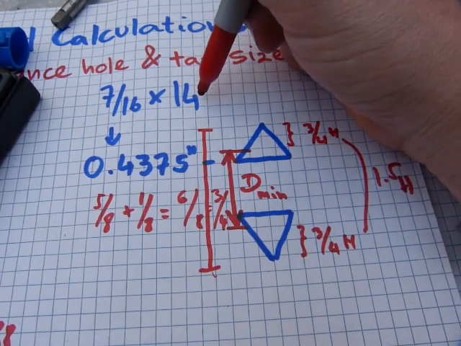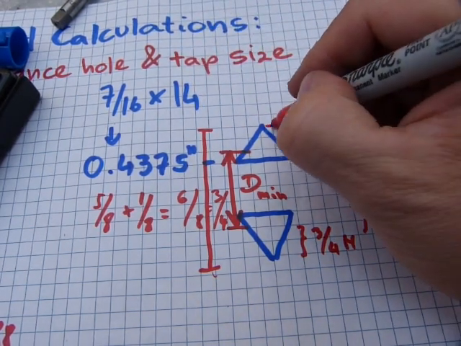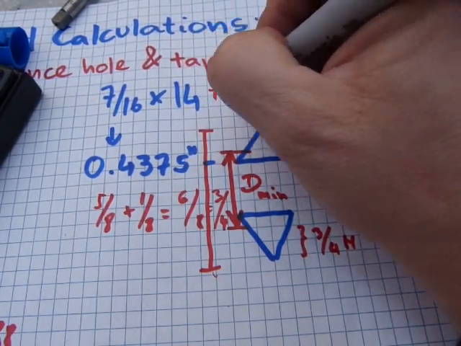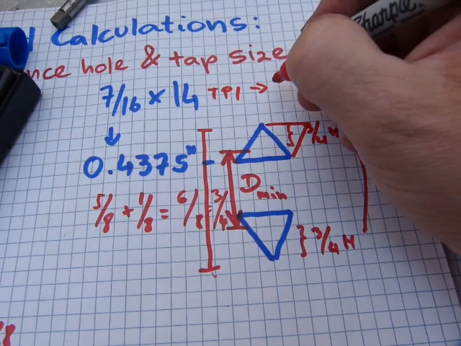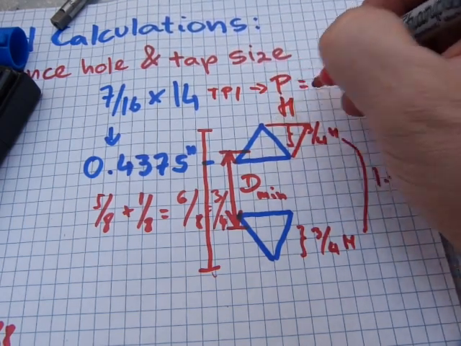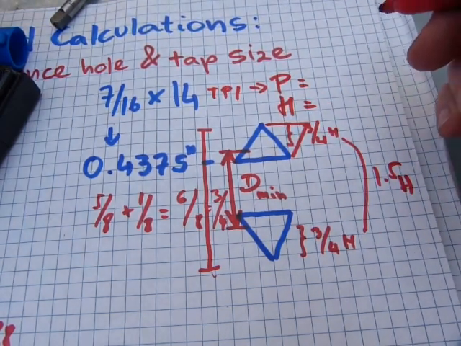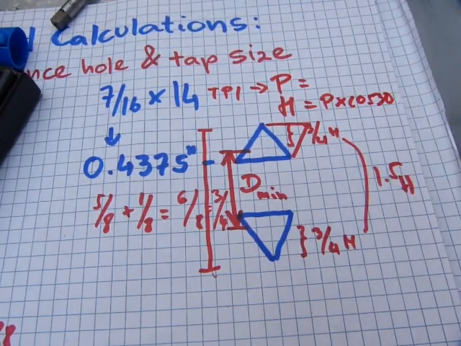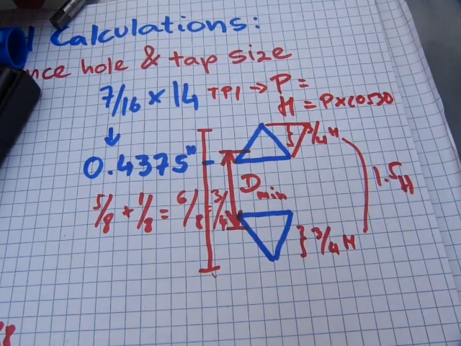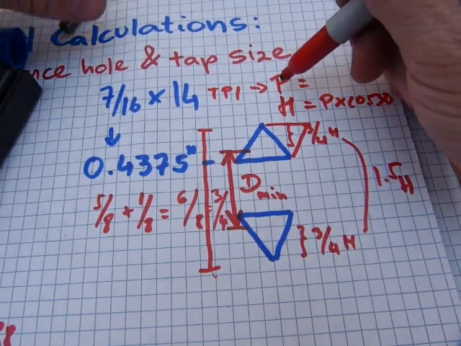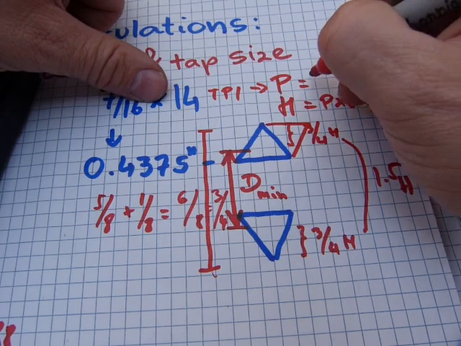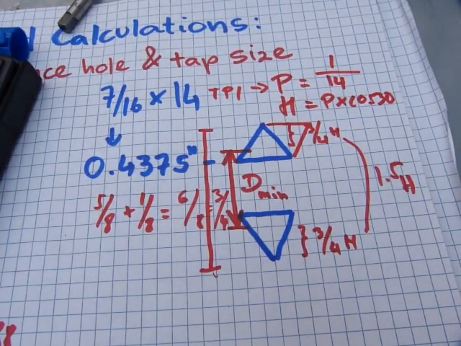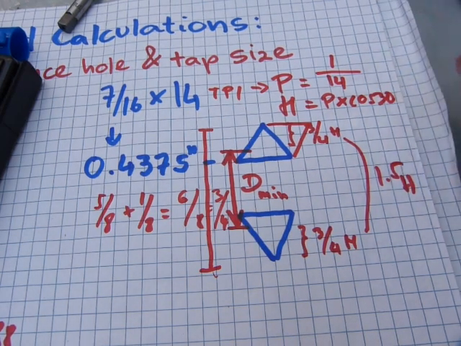That 14 isn't pitch like last time, when we calculated it with pitch and everything. That's TPI. So you're going to have to calculate pitch first, and then the height. The height is calculated the same way, pitch times cosine 30, that's the 0.866 amount that we used on the metric side. Pitch is calculated very simply: you take 1 and divide it by that 14, and you get pitch in inches.